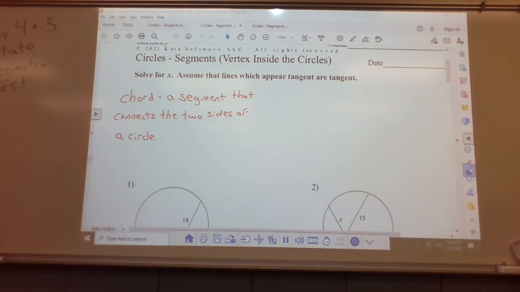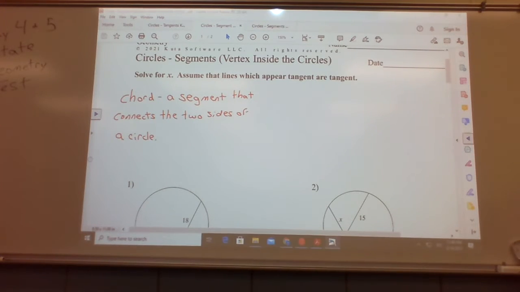Now, yesterday we talked about diameter. Diameter is a type of a chord. Diameter goes from one side to the other, but has to go through the center. A chord just goes from one side to the other. It can be a really, really tiny chord that just cuts off a little sliver of a side. It could be the entire half, like a diameter, but it just goes from one side to the other.